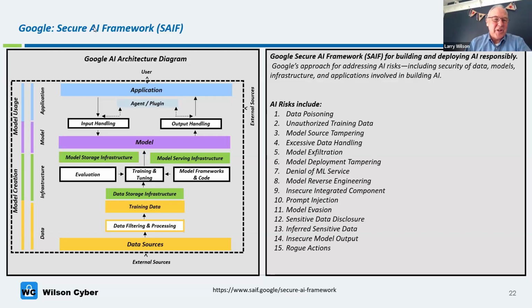The MITRE Atlas framework looks at threats. It looks at the tactics, techniques, and procedures for attackers. So it's based on the MITRE ATT&CK framework. Okay, so it's a good question. So it's not really looking at vulnerabilities like OWASP is. OWASP is looking for vulnerabilities, whereas MITRE is looking for attacks. Perfect. Thank you so much, Larry.